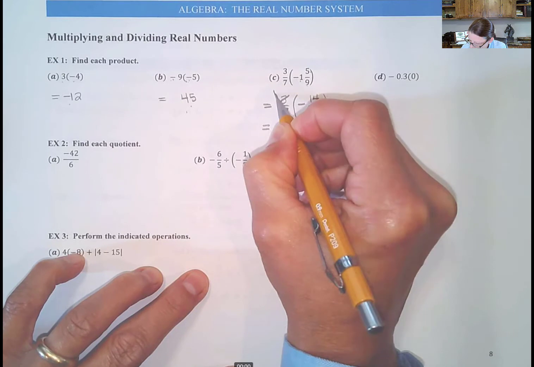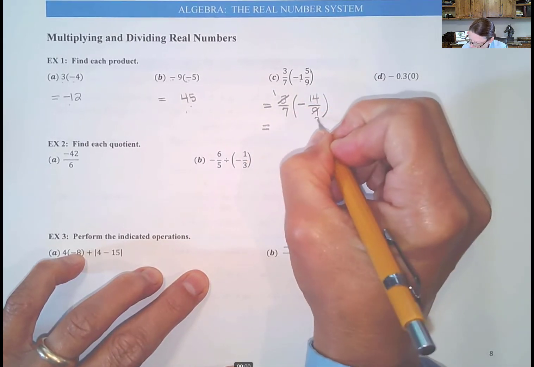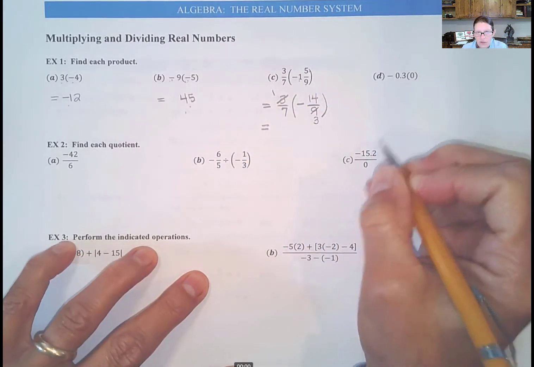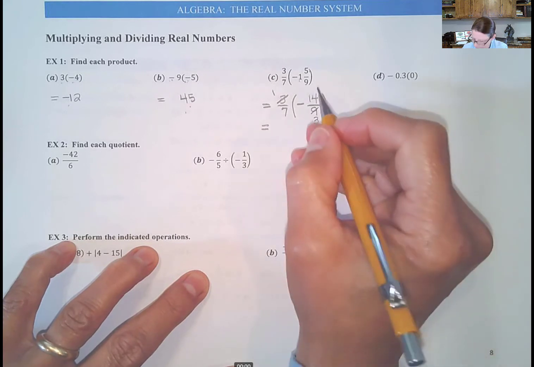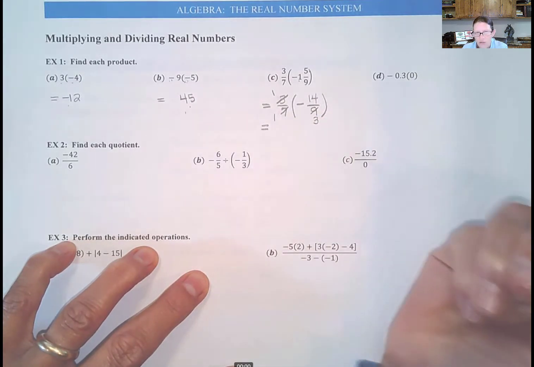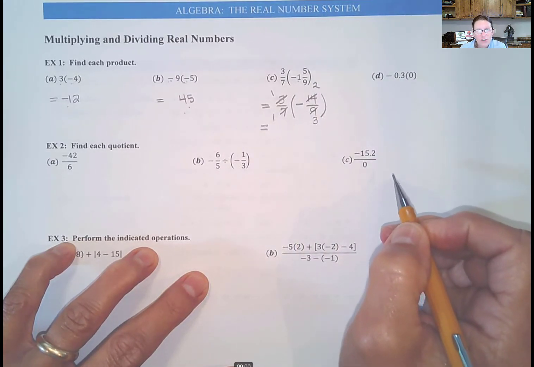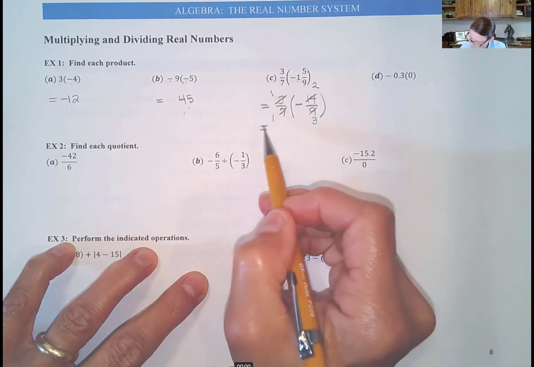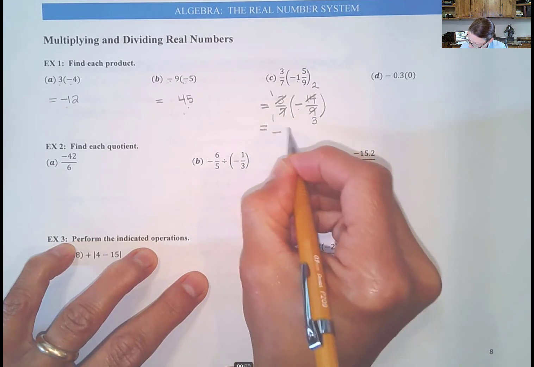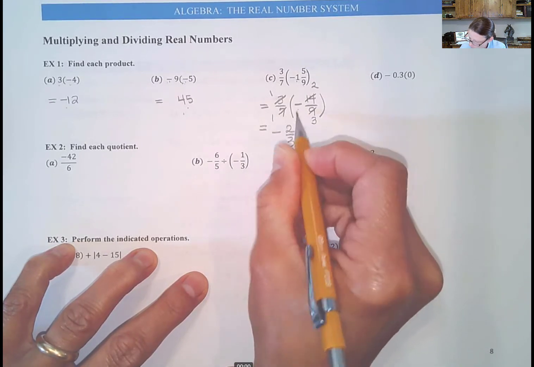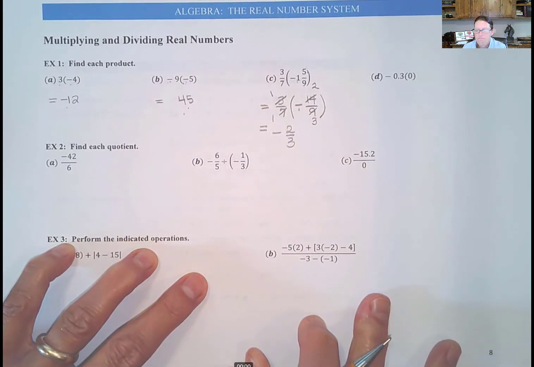3 divides into itself once and into 9 3 times. 7 and 14 have a common factor of 7. 7 divides into itself once and into 14 2 times. Now multiplying straight across, we have 2/3. That's a negative 2/3, isn't it? Because of the negative symbol.